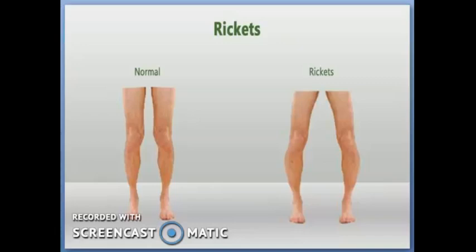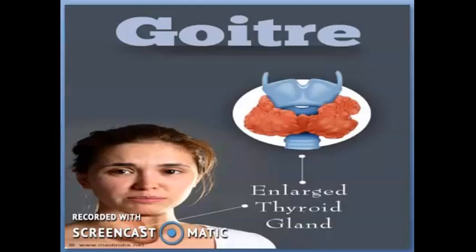Next, another disease is goiter. If you look at that picture, goiter involves the thyroid gland, children. Due to the thyroid gland, the goiter disease occurs. Why? Because the thyroid gland needs iodine. Iodine is a mineral. The thyroid gland needs iodine, but the person is not taking iodine properly, so the gland becomes enlarged.